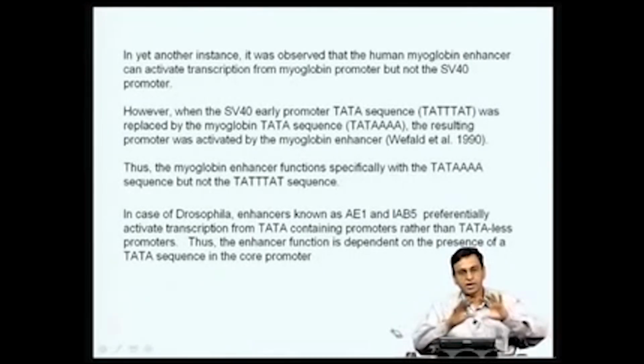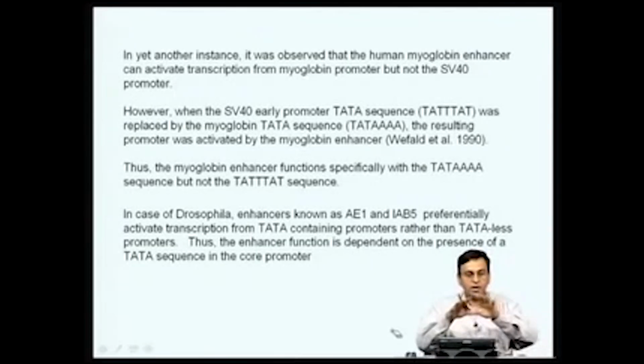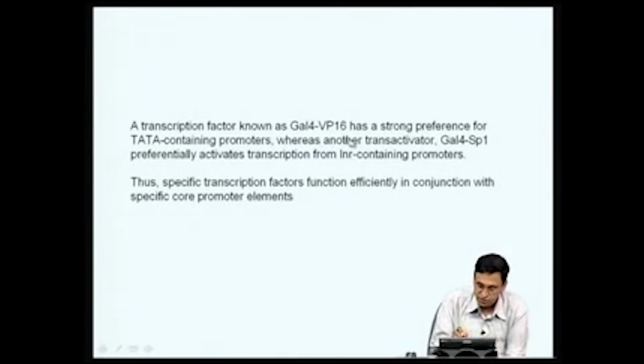So, there is a link between core promoter sequences and distal promoter sequences, and the function of many of the promoter sequences further upstream from the transcription start site is dependent on the core promoter sequences. Similarly, another example: a transcription factor known as GAL-VP16 has a strong preference for TATA-containing promoters, whereas another transactivator, GAL-SP1, preferentially activates transcription from an initiator-containing promoter.